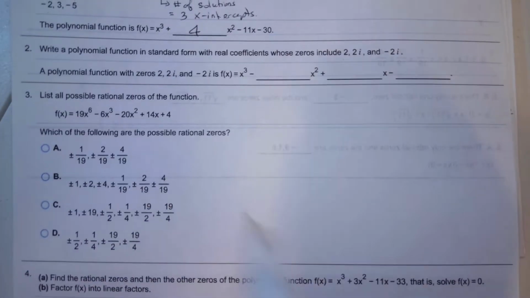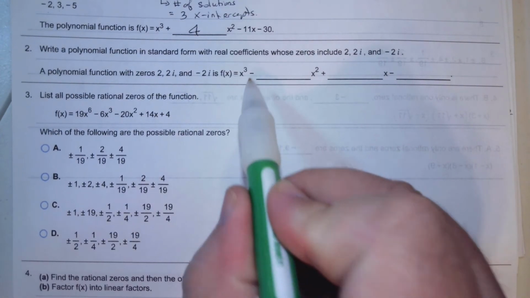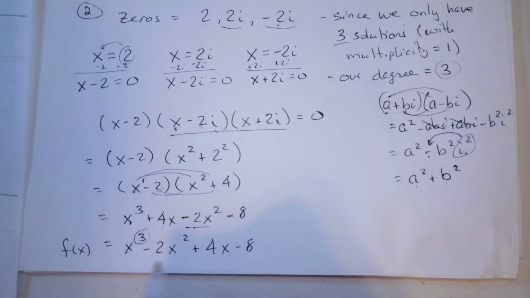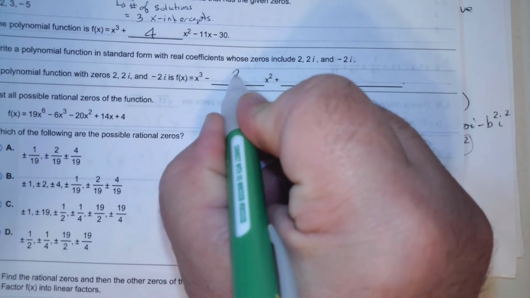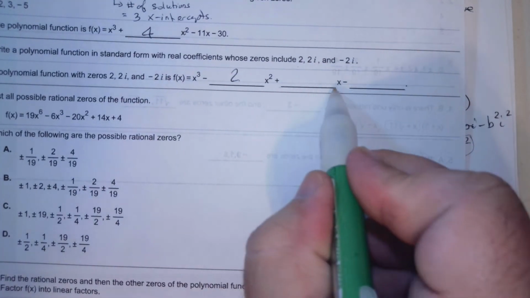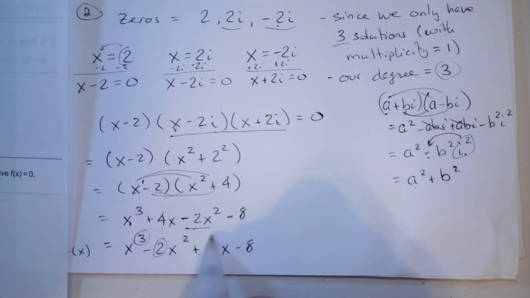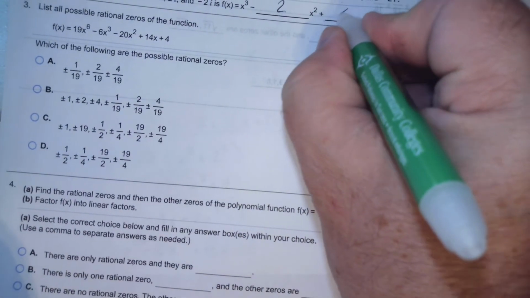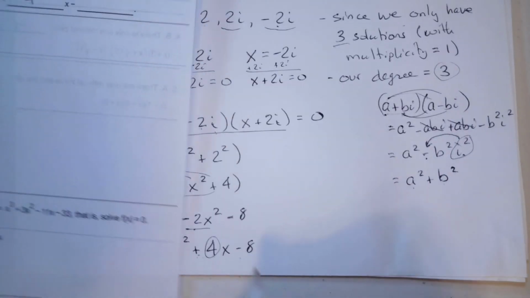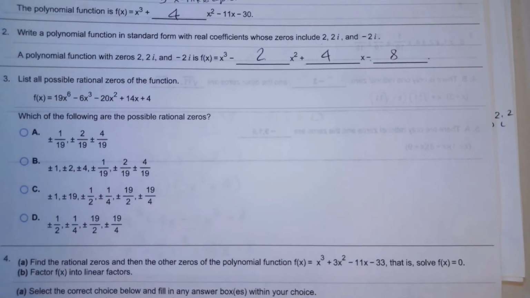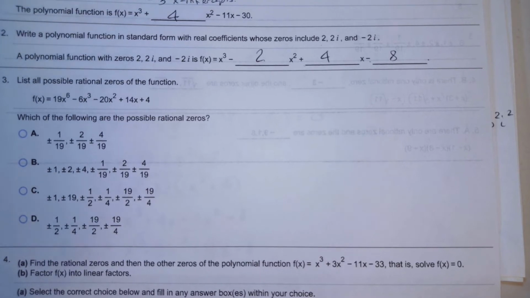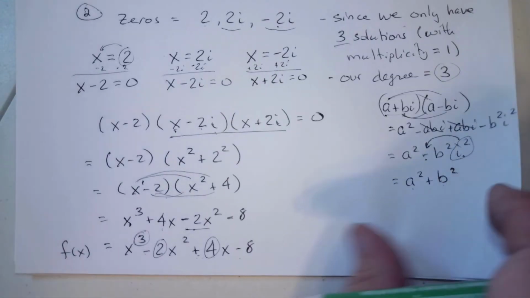Let's see what the answer question wants. x cubed minus what's in front of x squared? It's minus already, so it's a 2. Plus what's in front of the x? Plus 4. Minus 8. Alright, so that's the first 2. Let's look at the next one.